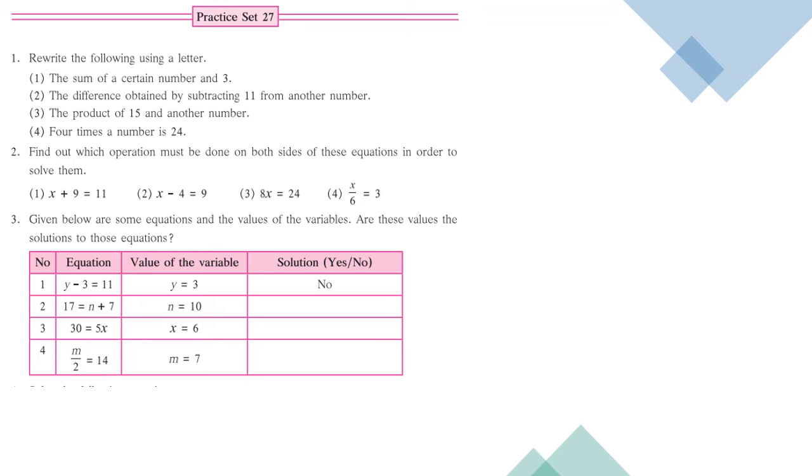Next practice set. It's practice set 27. Rewrite using a letter the sum of certain number and 3. So we can pick any letter. You can pick A, B, C, D, E, F, G, H, I, J, K, L, M, N, O, P, Q, R, S, T, U, V, W, X, Y, Z. Any one of them. Generally, what we use is X, the letter X.